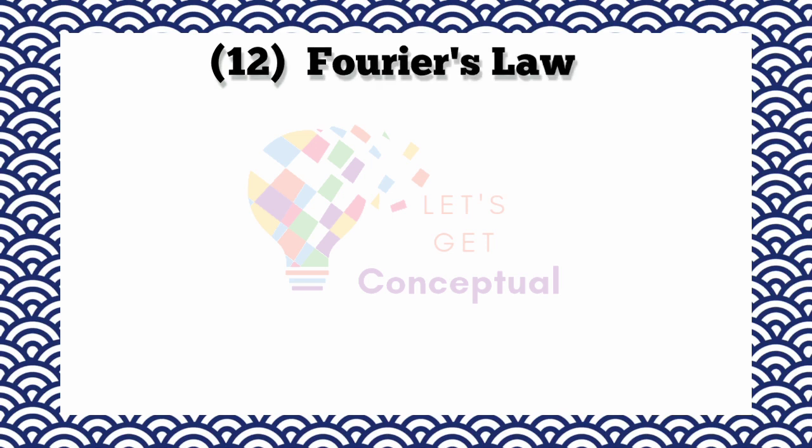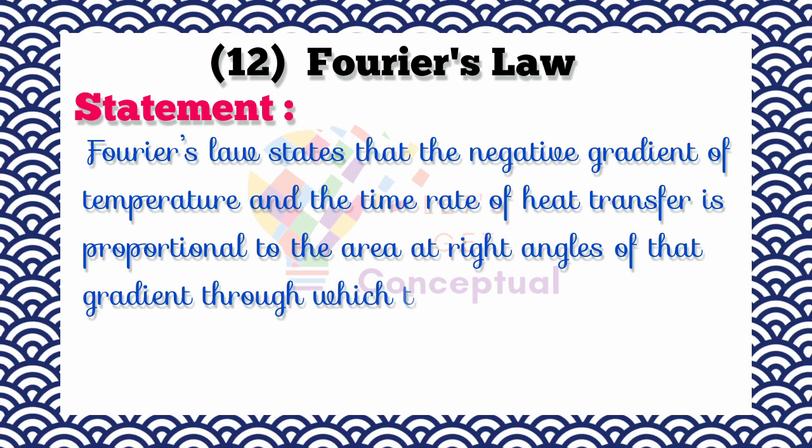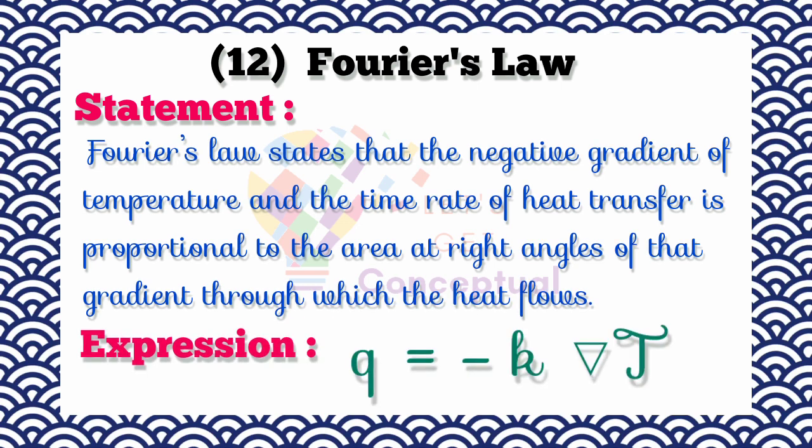Number 12. Fourier's law. Statement. Fourier's law states that the negative gradient of temperature and time rate of heat transfer is proportional to the area at right angles of that gradient through which the heat flows. Expression. Q is equal to negative k del T.